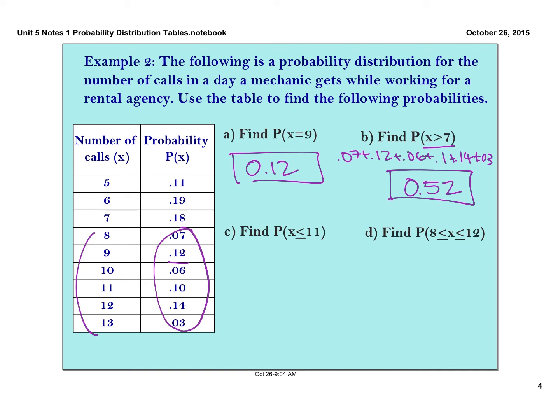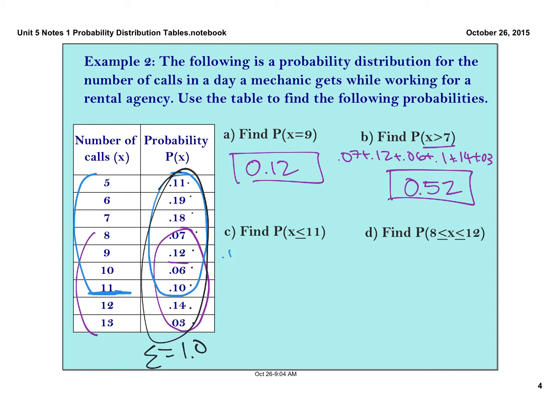How about the probability of less than or equal to 11? Less than or equal to 11 means I'm including the 11 now, and I want the 11 and down, which means I'm looking at all of these. The whole thing adds up to 1, so you could do this a couple of ways. You could add up all of these ones, or you could take 1.0 and subtract the 0.14 and the 0.03, because those are the only two you don't want. Either method would work. I'm just going to go through and add them all up.